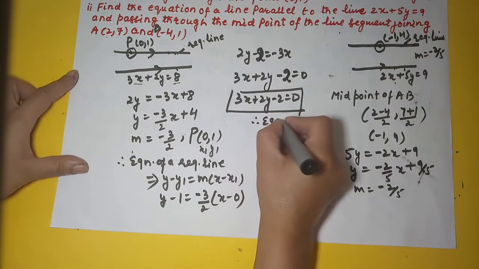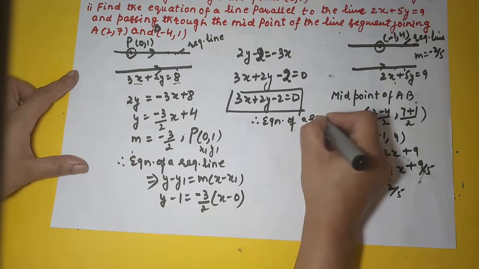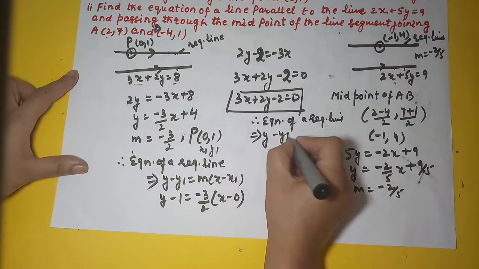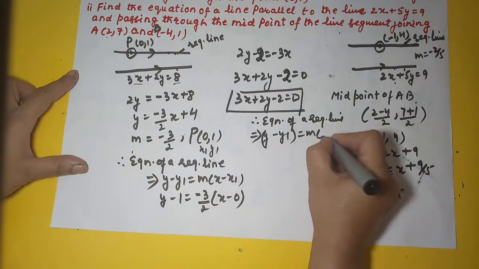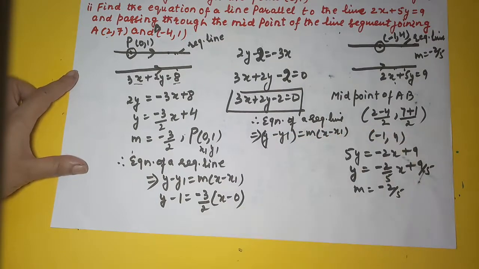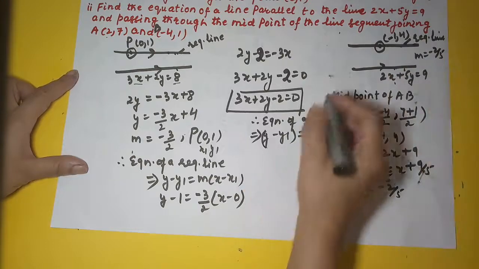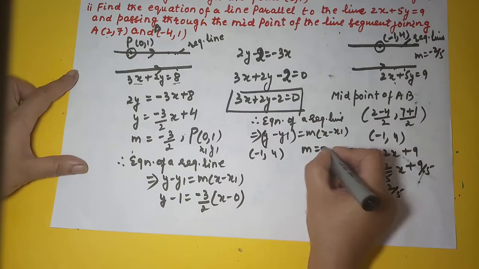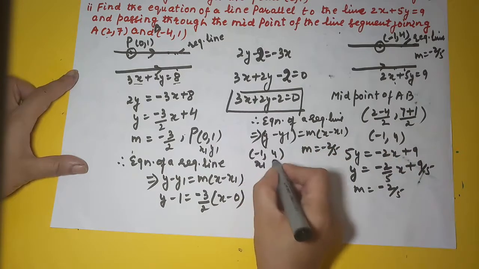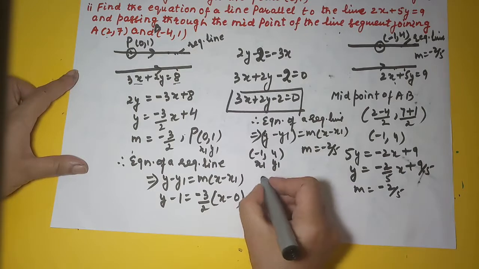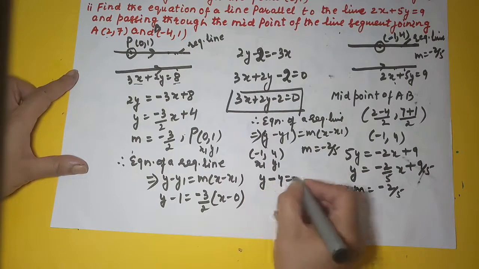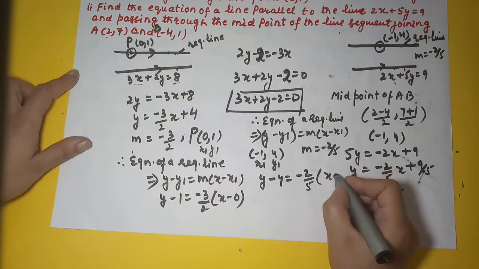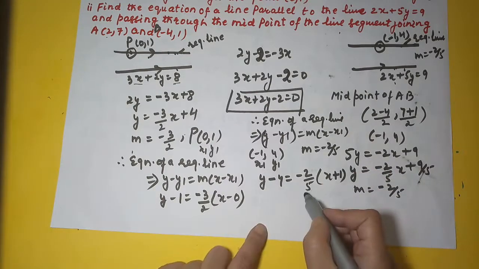So therefore, the equation of the required line will be y minus y1 equals m times x minus x1, right? Now, let me write the values here. I have (minus 1, 4) and I have this slope as minus 2 by 5. This is my x1, this is my y1. So let me substitute: y minus 4 is equal to minus 2 by 5 into x minus x1, that is plus 1. Right?